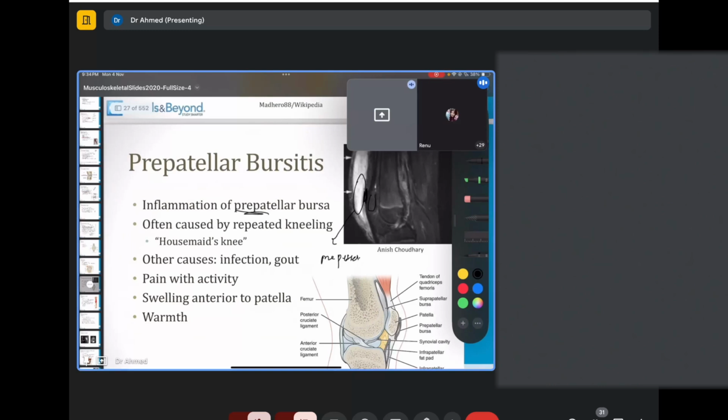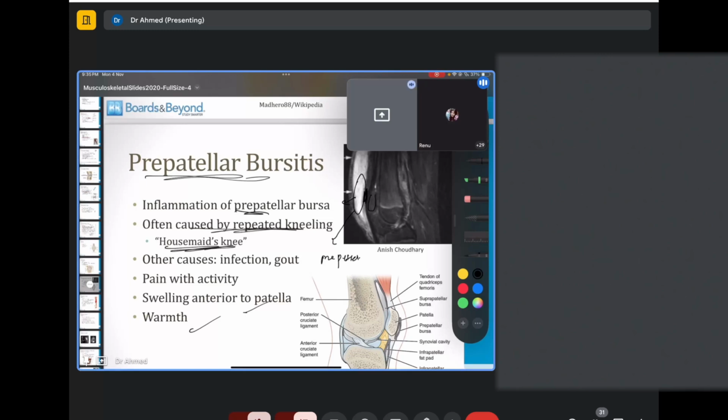If you have repeated kneeling, that is housemaid's knee, you can have injury to or impact on the pre-patellar bursa. It can also happen with infections and gout. So in bursitis, what are you going to see? You are going to see swelling anterior to the patella, as well as warmth, as you can see here. You are also going to see an MCQ related to the pre-patellar bursa.